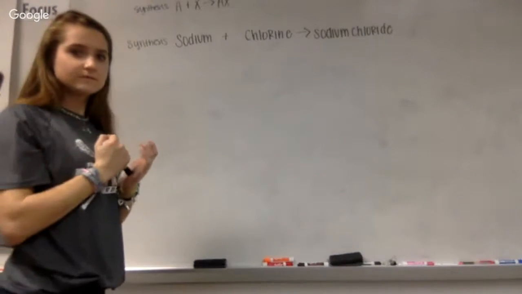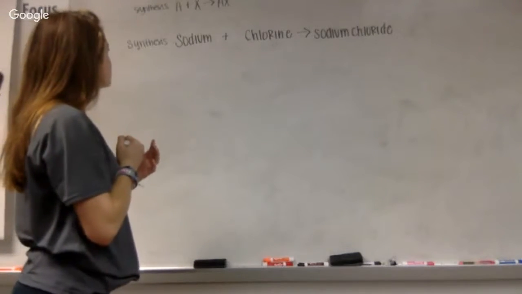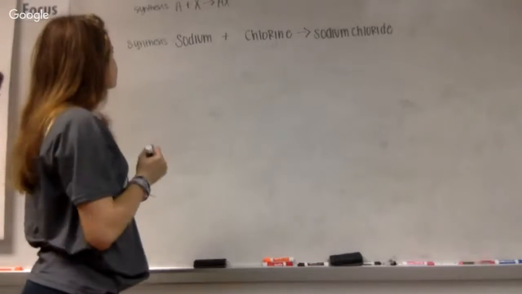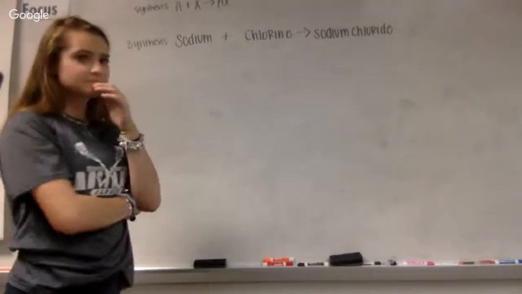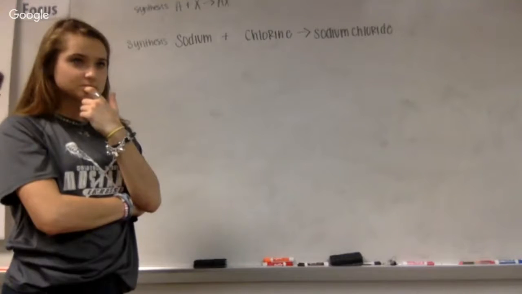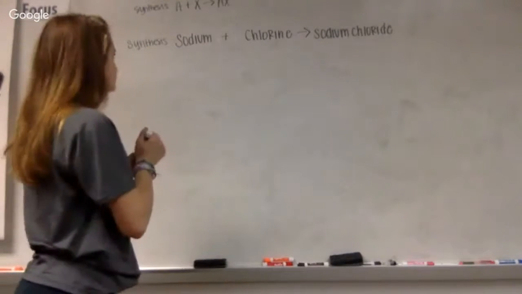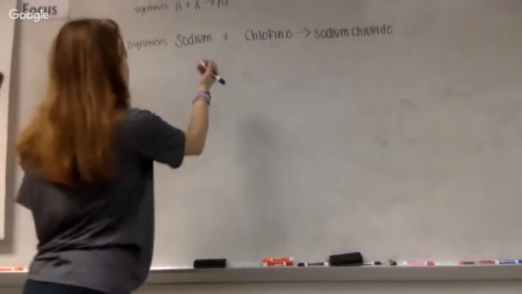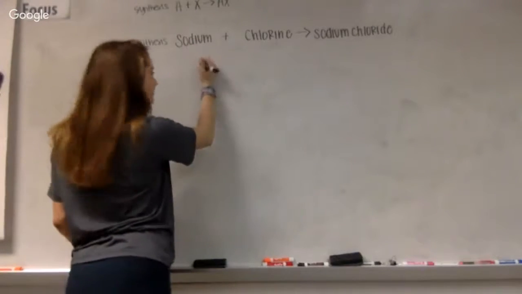Okay, so now watch. You've gotten 2 points if you're doing this on your own. You got 1 for the name, and you got 1 for the formula. Now we have to write the individual formulas down below. So underneath each one, we're going to write the actual formula. So what's sodium? Na.